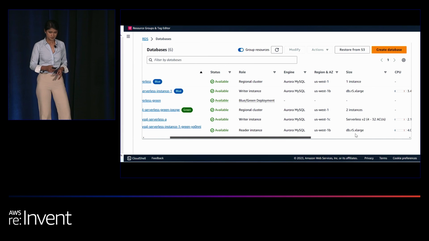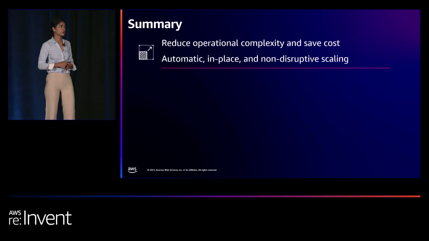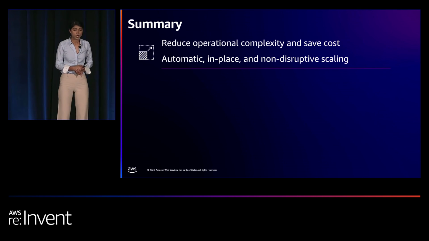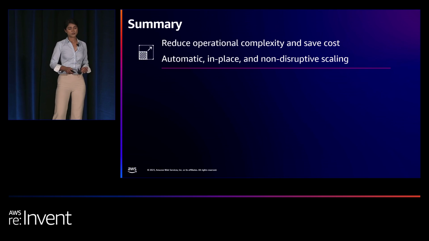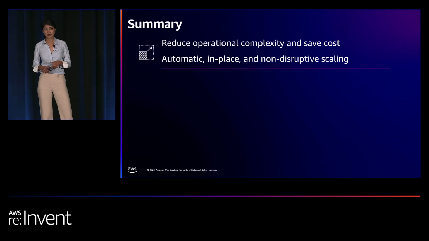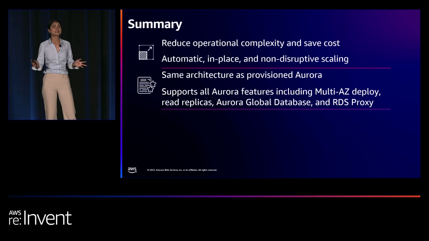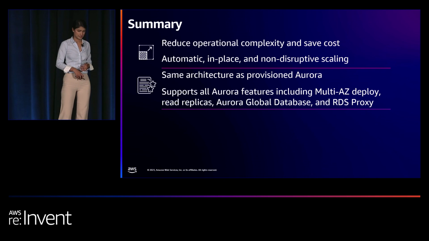Now, to summarize and bring it all together, what you saw in the last 45 minutes was how serverless can help you reduce your operational complexity and save on costs. It does so by automatic in-place and non-disruptive scaling. We built it on the same architecture as provision Aurora, so it works exactly the same way with the additional auto-scaling capabilities. So all other features are also supported: multi-AZ deployment, read replicas, global database.